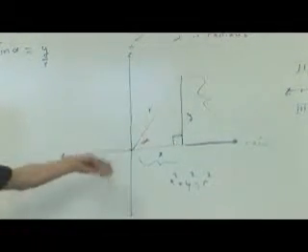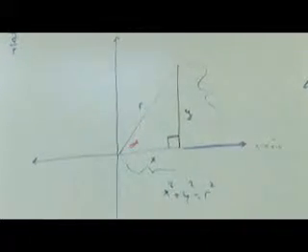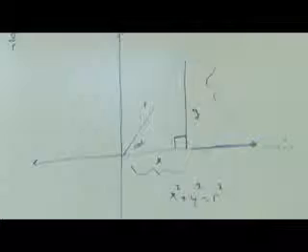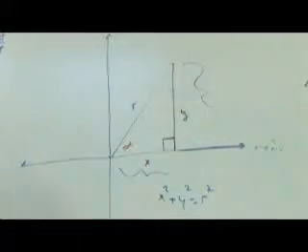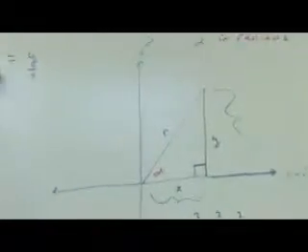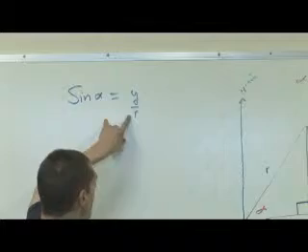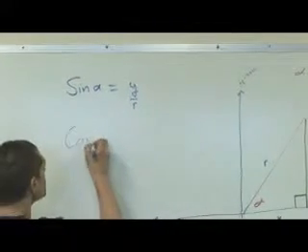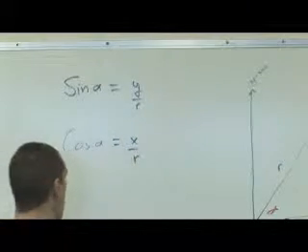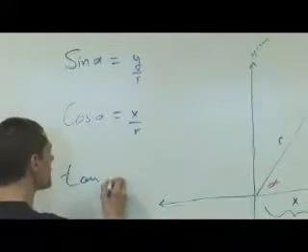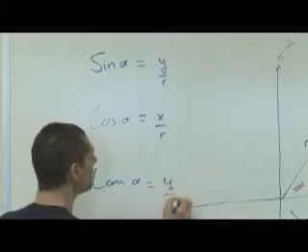But in trig, I'm going to tend to make this r because this is going to end up being the unit circle, and that's going to represent the radius. But you usually have seen this as an h, hypotenuse. So the sine of this angle alpha is given to us by y divided by r. The cosine of this angle alpha is given to us by x divided by r. The tangent of this angle alpha is given to us by y divided by x.